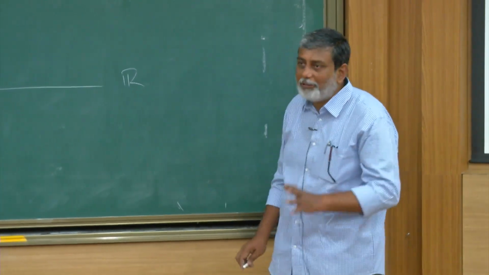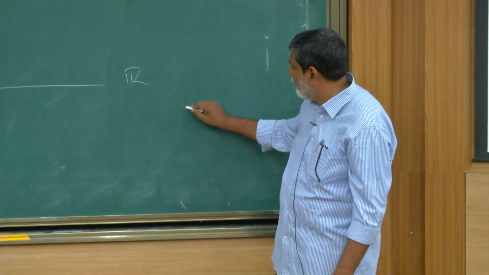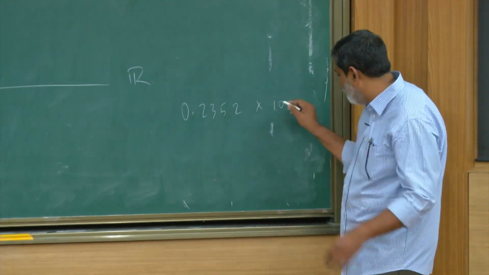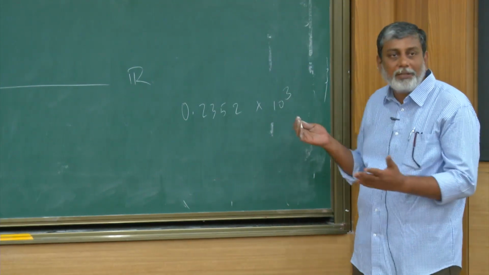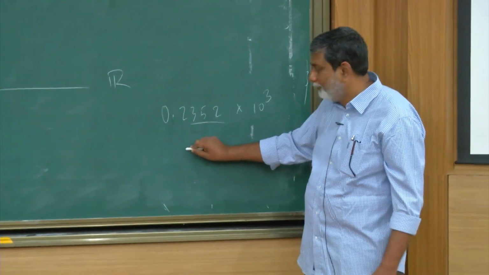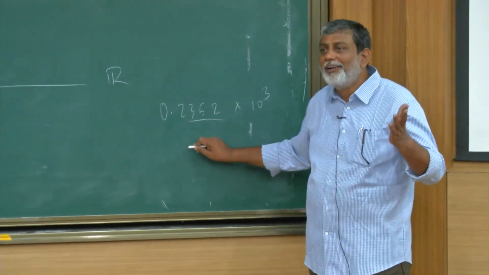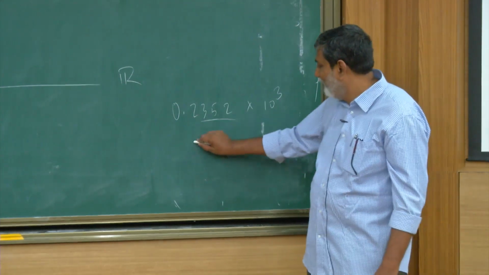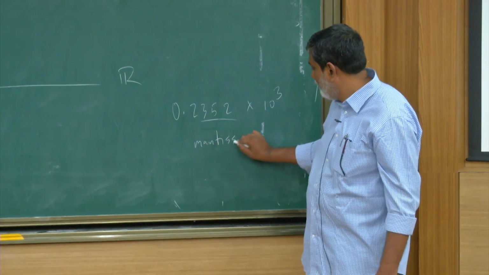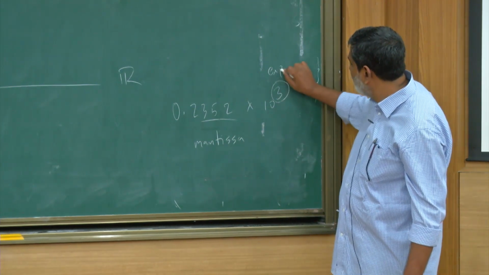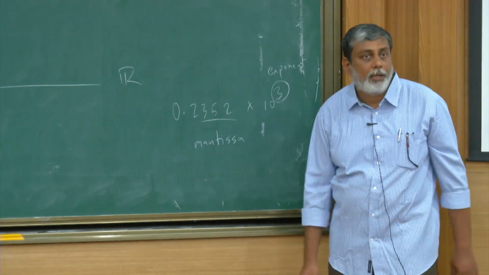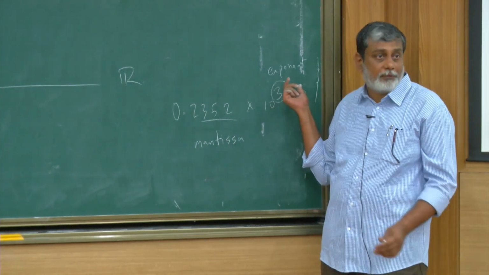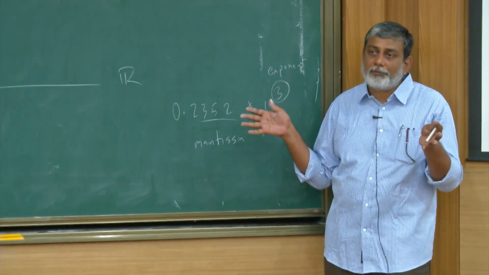So if you look at the computer, typically it represents things as 0.2352 multiplied by 10 raised to some power, let's say 3. This portion, I think most of you are old enough to have used logarithmic tables and so on, is the mantissa, and this is the exponent. The way the number is stored in the computer is in terms of a mantissa and an exponent. There are limits to this.